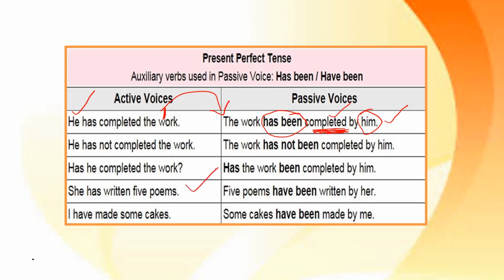Now see another example. She has written 5 poems. What is the object? 5 poems. Subject, she. So now see the passive voice. 5 poems have been, because poems, it is in plural, written by her. Why written? Because written is the past participle form of verb for write.